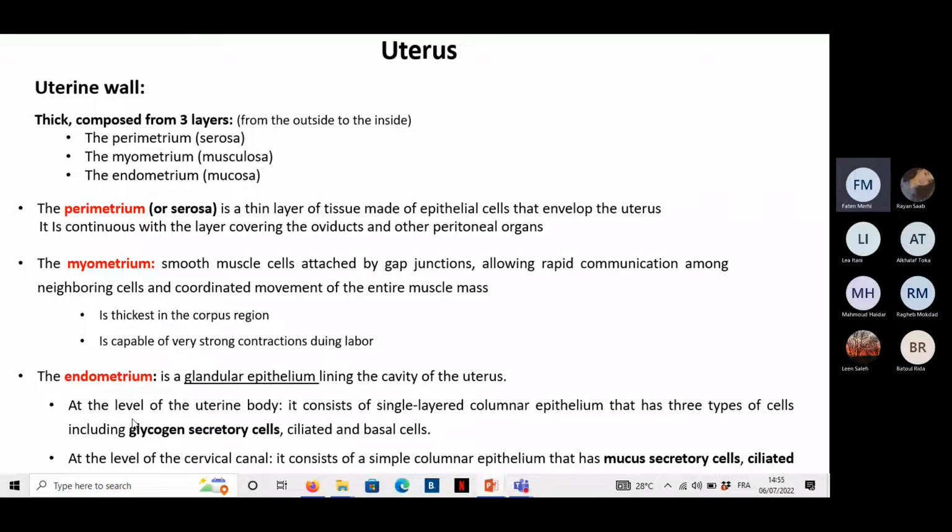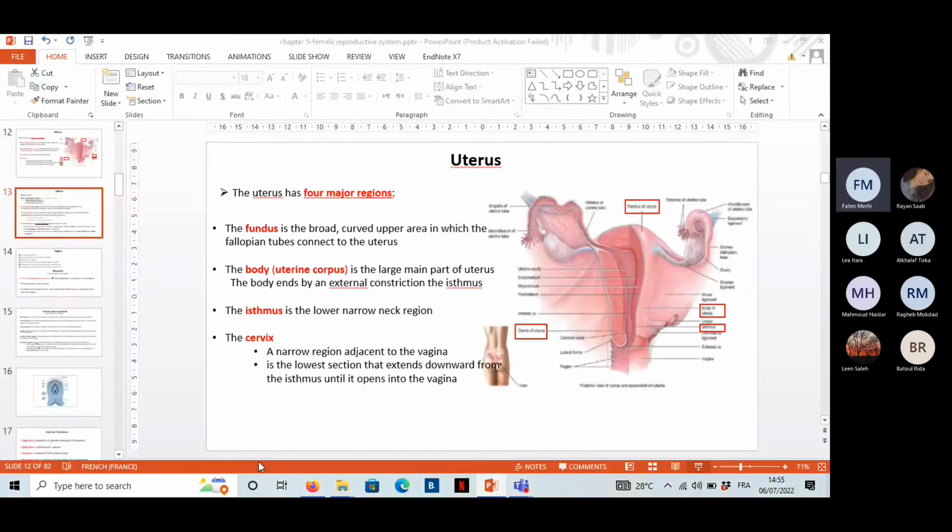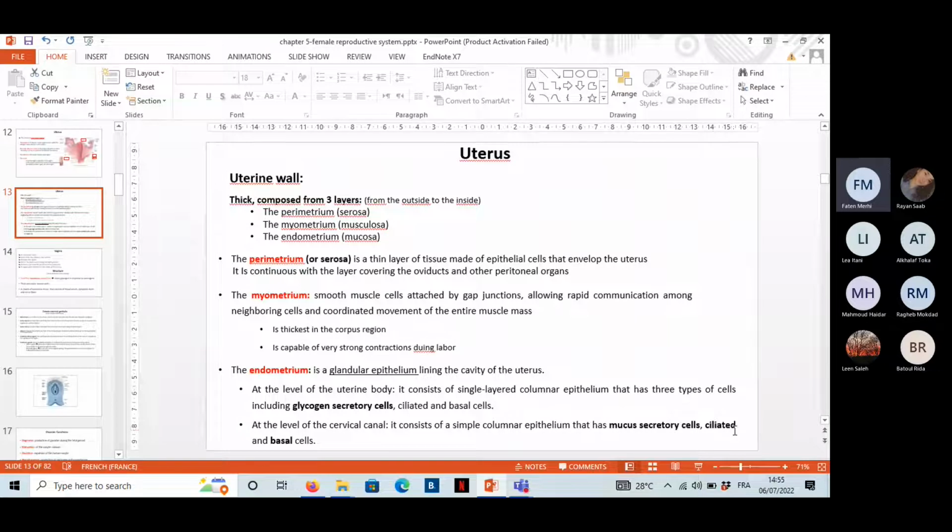Now, this is at the level of the uterine body, but at the level of the cervix, we also have a pseudostratified epithelium composed of basal cells and columnar ciliated cells, but we don't have glandular cells, so we have mucus secretory cells. Okay, so at the level of the cervical canal, the endometrium is composed of columnar ciliated cells, basal cells, and mucus secretory cells. So now we don't have cells that secrete glycogen, but we have cells that produce mucus.